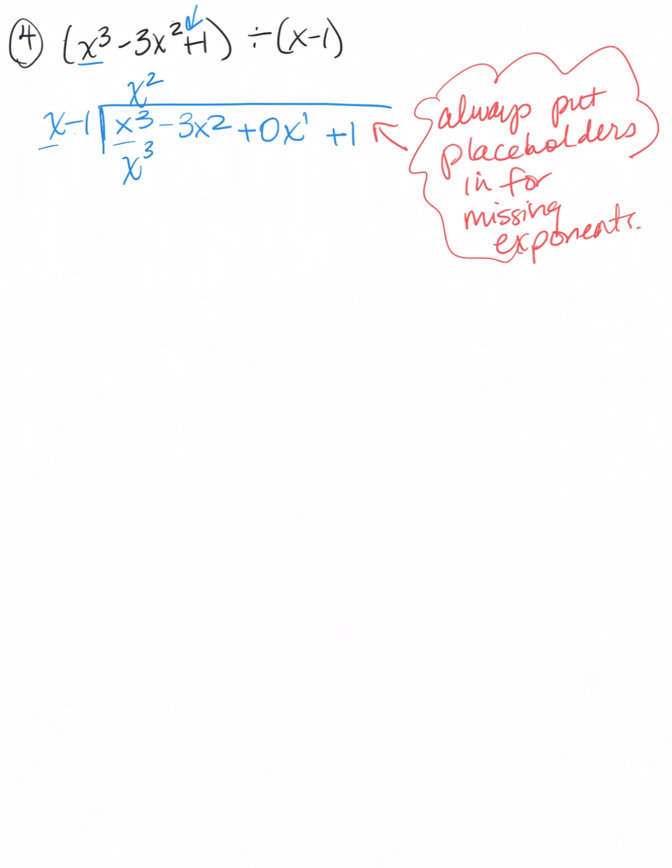Negative 1 times x squared is minus x squared. Change my signs. That goes away. And now I'll have negative 2x squared. And I'm going to bring this down, 0x plus 0x. Now what do I need to multiply x by to get negative 2x squared? Well, a negative 2, and I need another x. So I'm going to have negative 2x squared be a plus 2x now. Change my signs. And let's do the subtraction.